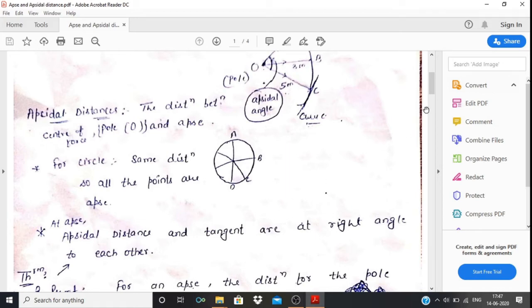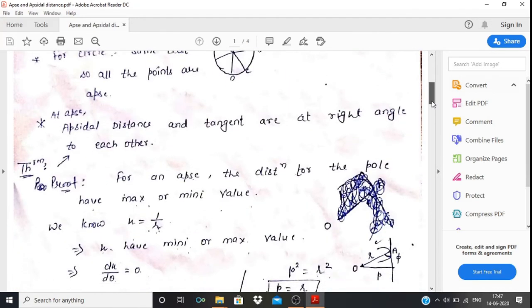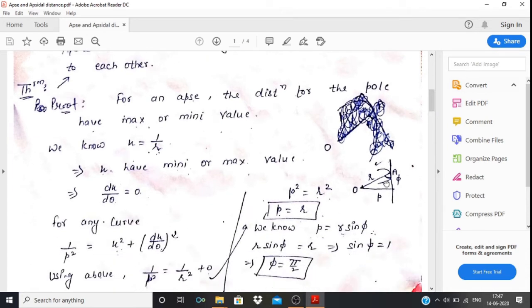Next, I prove the theorem. And what is this theorem? We have to prove that at an apse, the apsidal distance and the tangent are at right angles to each other. For this proof, I will take another curve C. A is a point at which there is an apse. O is the center of the force. Let's draw a perpendicular at the point A. The radius vector from the center of force to the point A is r.